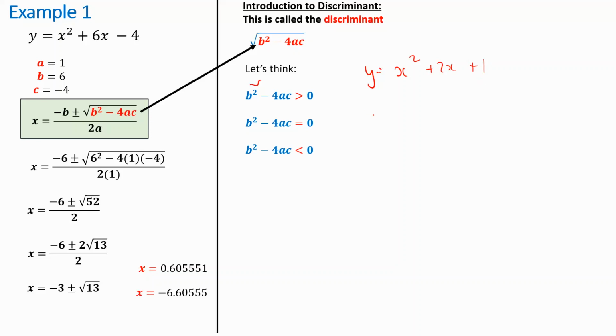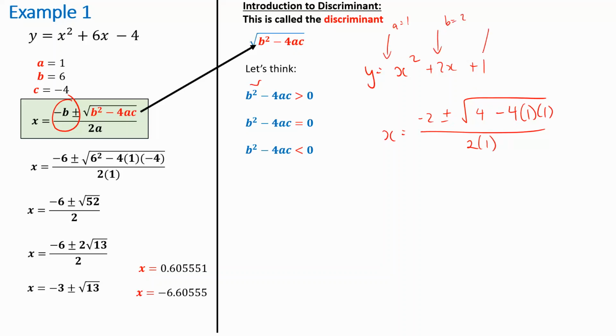Let's have a go. If I asked you to find the x-intercepts using the quadratic formula, you would say x is equal to negative b, so negative 2, plus minus the square root of b squared, which is 4, minus 4 times a times c, divided by 2 times a. I'm just following the formula: a is 1, b is 2, c is 1. If you simplify this, negative 2 plus minus, what you can see is 4 minus 4 ends up being 0.